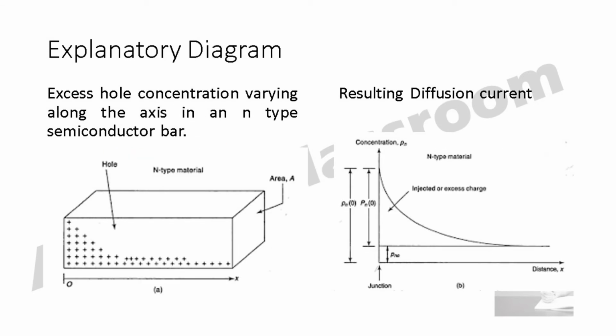Consider this diagram. It has an n-type material. It has excess hole concentration on the left hand side, whereas as we move to the right hand side, the hole concentration becomes minimum in number. This is represented in this diagram resulting in diffusion current. Diffusion distance will be on the x-axis and concentration on the y-axis. Initially in the n-type material the holes are in major concentration, so the graph is in the topmost layer. After some time the concentration reduces, so the graph decreases and finally reaches a zero value.